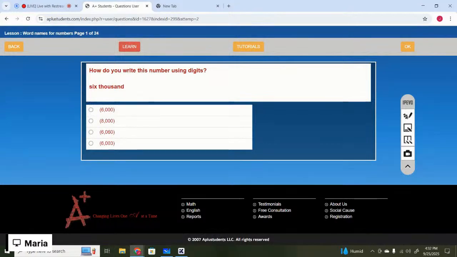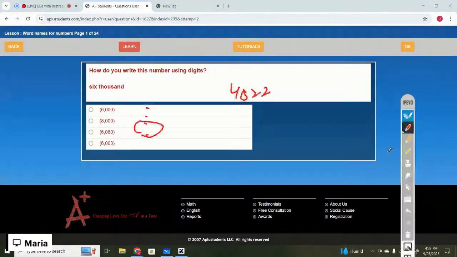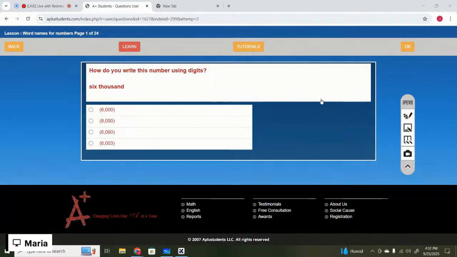How do you write this number using digits? 6000s. So we are given just a thousands digit, right? So that means the rest of the digits are 0. So that is 6000. Option number 1 is the correct option, 6000 it is.